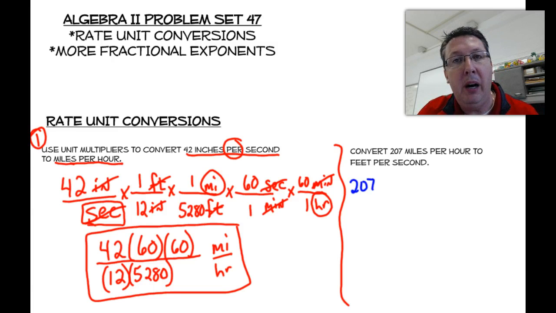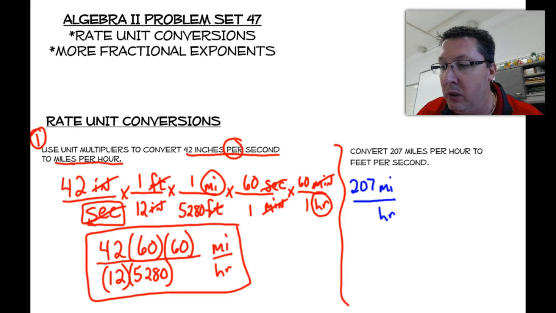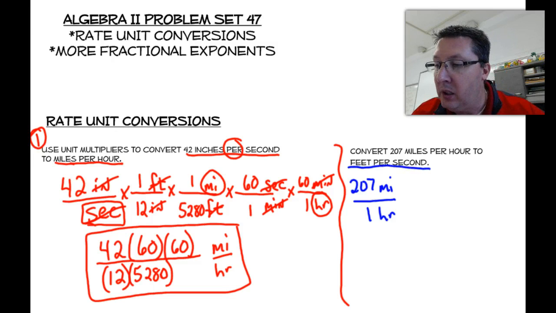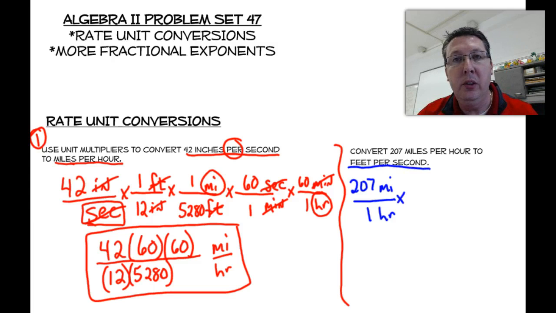We have miles per hour. So miles are on top, and I have hours on bottom. Really, this is 207 miles per 1 hour. And I want to go to feet per second. That's my goal. So, again, focus on one unit of measure first.